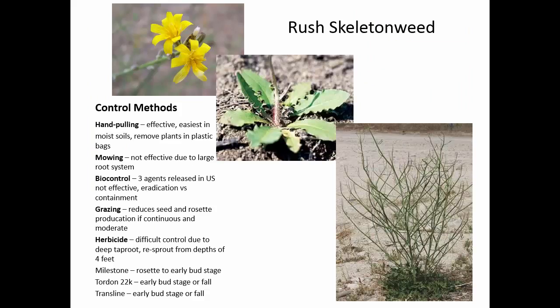Rush skeleton weed, another one I would like you all to be on the lookout for. I think Sanders County has some rush skeleton weed. The Bitterroot Valley has just found an infestation. This one kind of looks like sow thistle or prickly lettuce. It's in the chicory family. Does everyone know what chicory is? It grows in our ditches. It's got a blue flower, or a purpley blue flower.